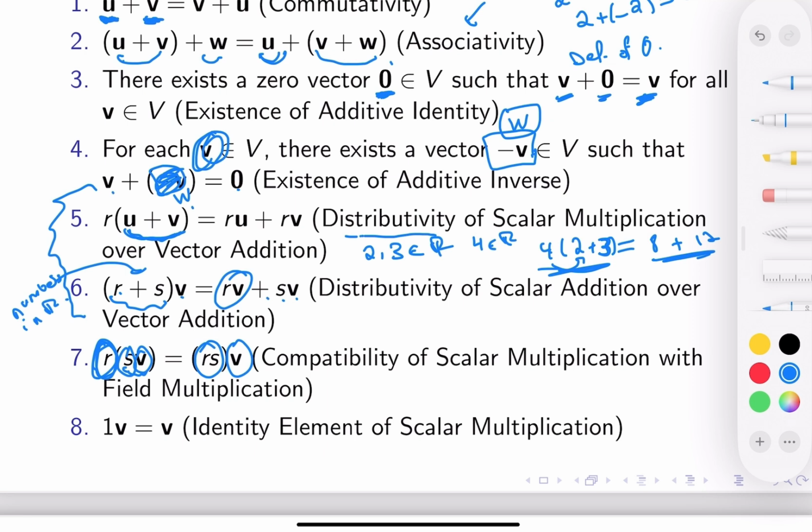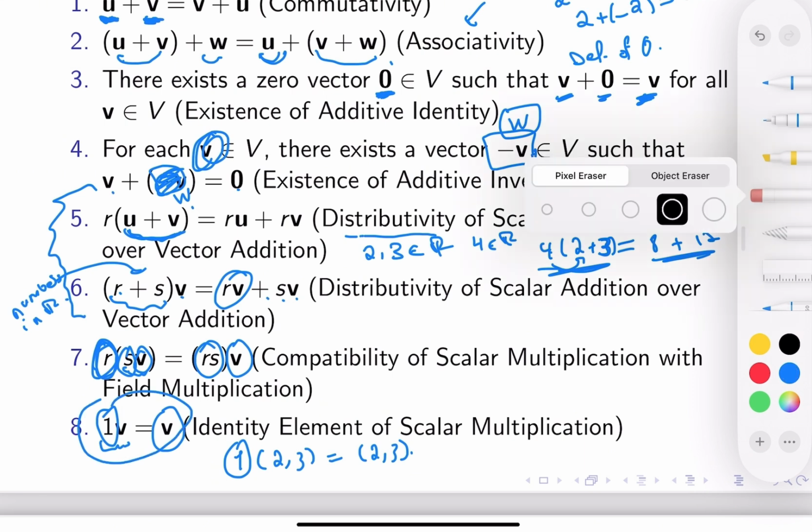But these are the main properties, and there's one last property. You require the multiplication by a scalar 1 to keep the vector the same, meaning you require, for example, in R2, that the number 1 times the vector, for example, 2, 3, is still 2, 3, right? So this might seem a trivial thing to require, but it might fail in a general setting.